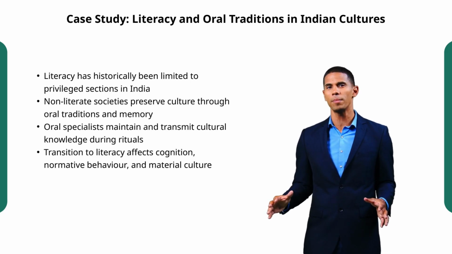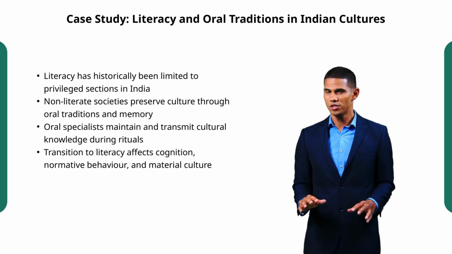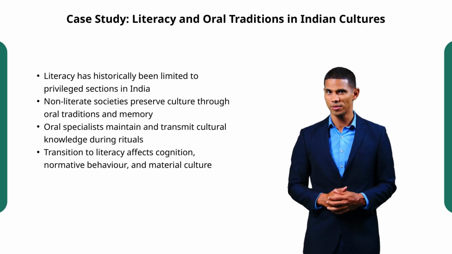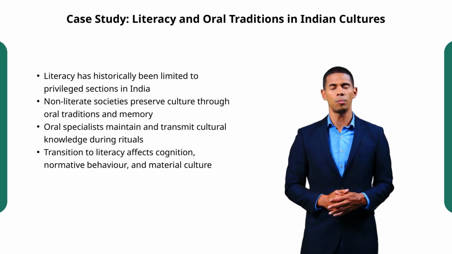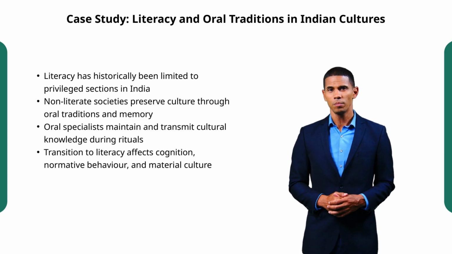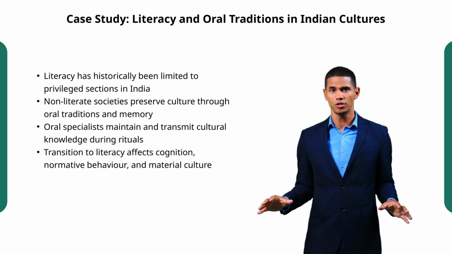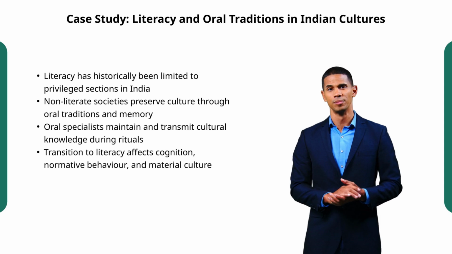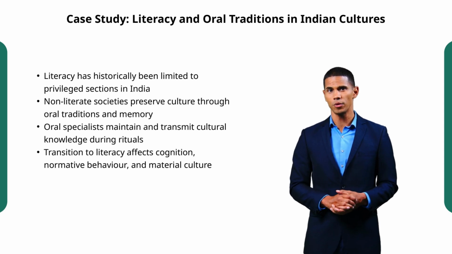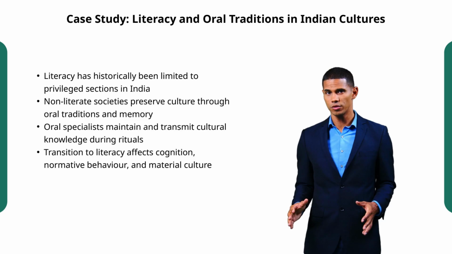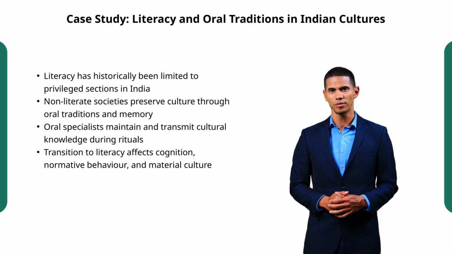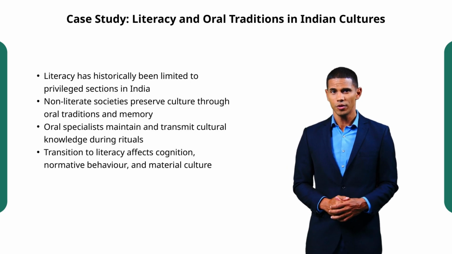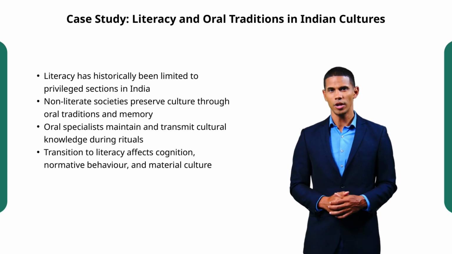Now imagine what happens when literacy spreads. How does that change cognition, norms, and material culture? For example, education changes how people interpret the world, shifts social behavior, and leads to new technologies. Pause and reflect. How might electronic media further transform these oral and literate traditions? Take 25 seconds. Thoughtful reflections. Electronic media blend oral and written cultures with visual elements, creating dynamic new forms of cultural expression.